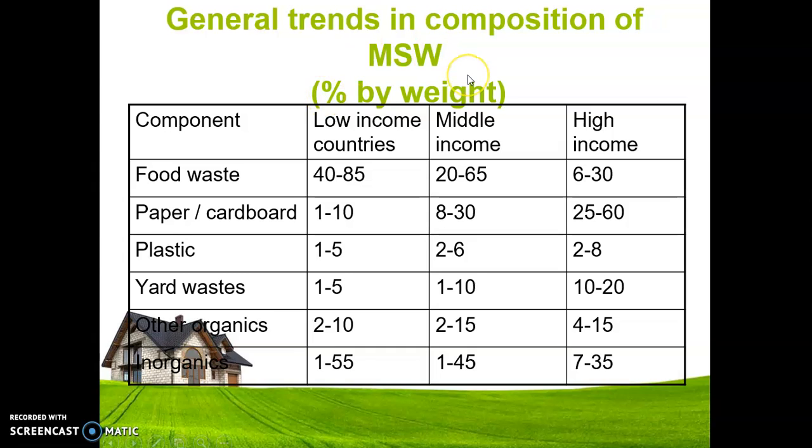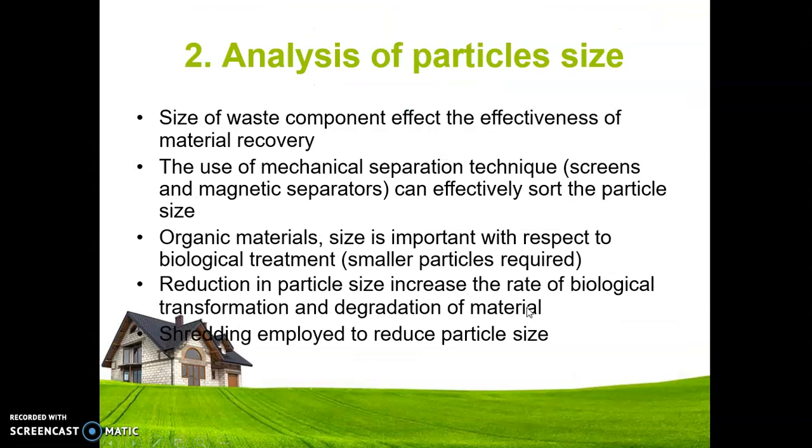Okay, so general trends in the composition of MSW by weight: food waste, paper, plastic, yard waste, other organics and inorganics. Low income areas produce higher food waste, and high income areas produce less waste. It's quite funny, but maybe this is actually statistical data, right? So you can read this on your own.